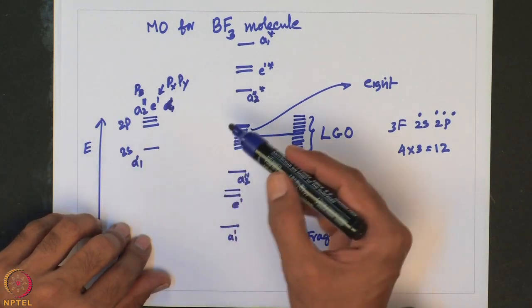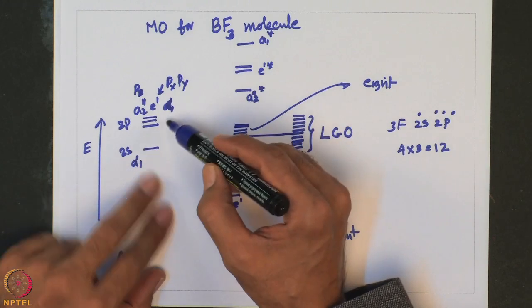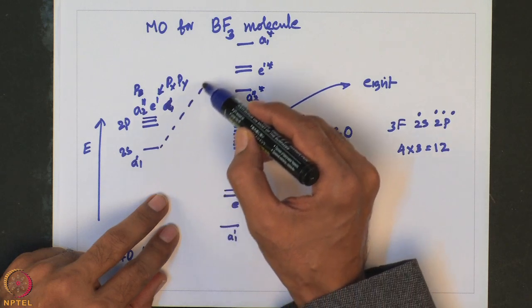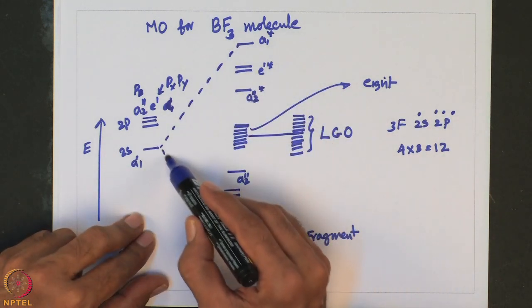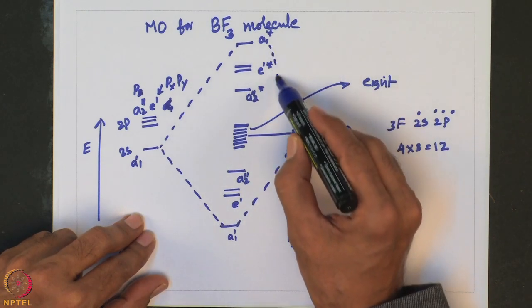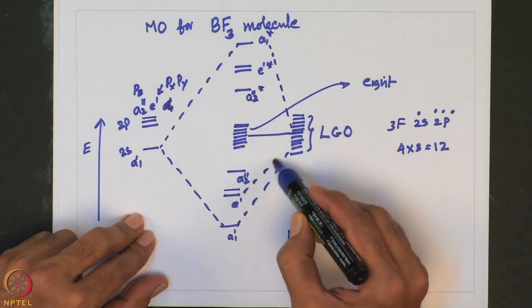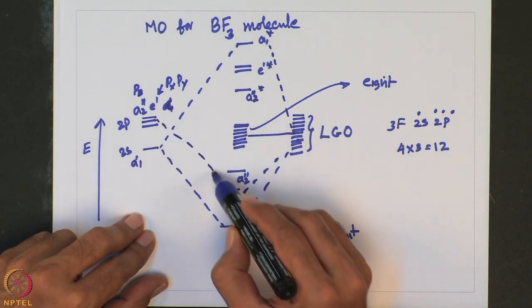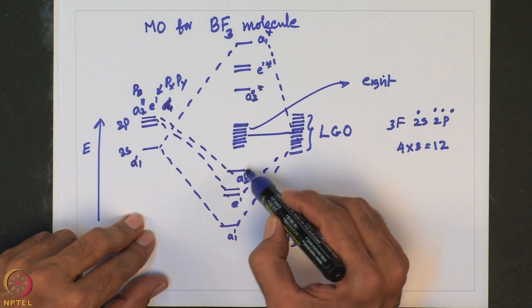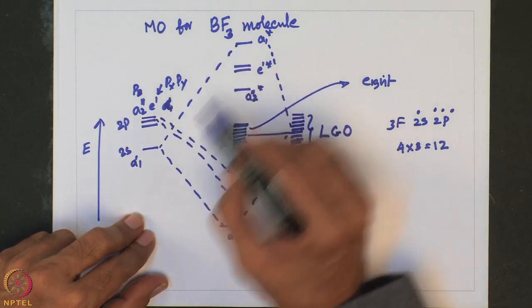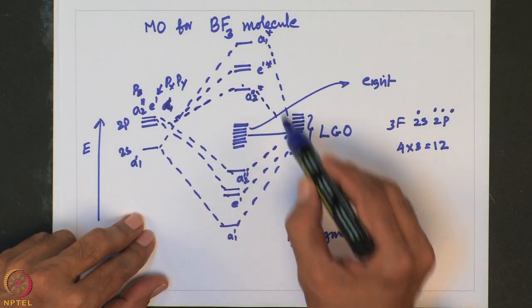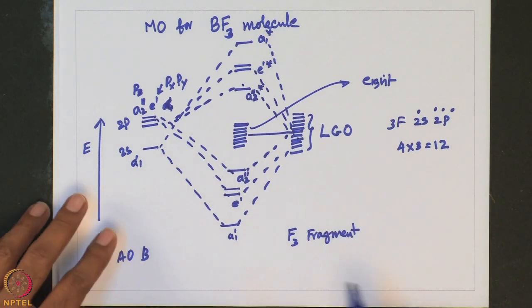So, now let me start connecting wherever it is there. So, A1, okay, and then A1 here, and of course, all of them should be connected here, and E comes here, and A1 comes here, and E goes here. So, this is how the MO diagram writing is completed.